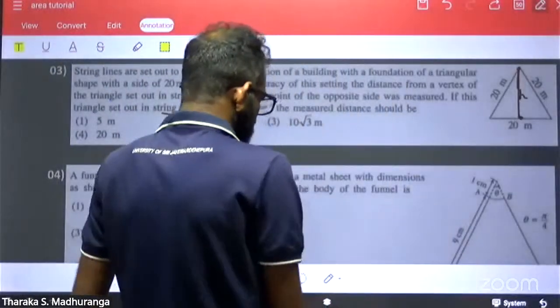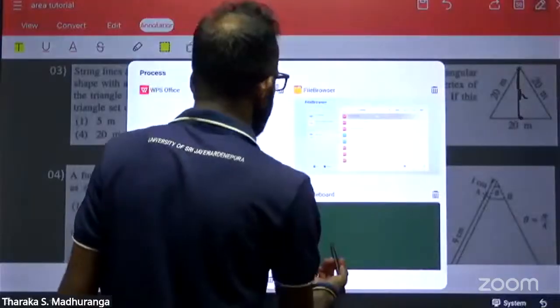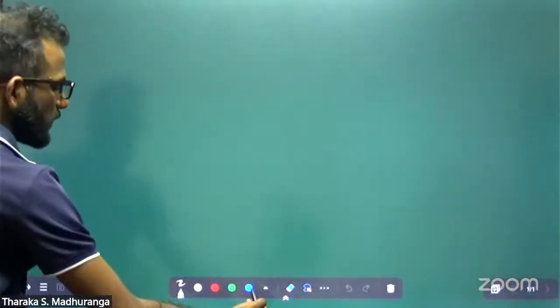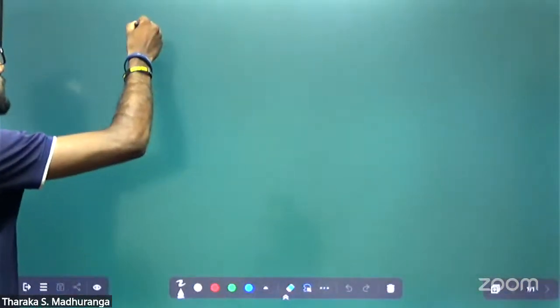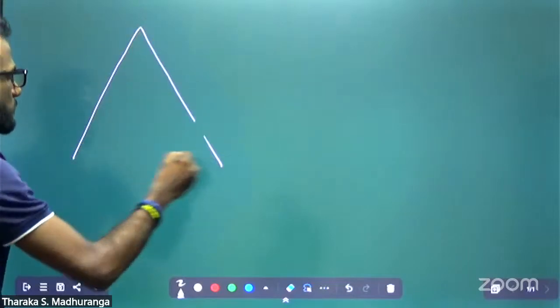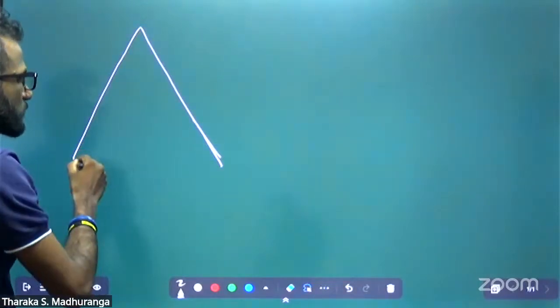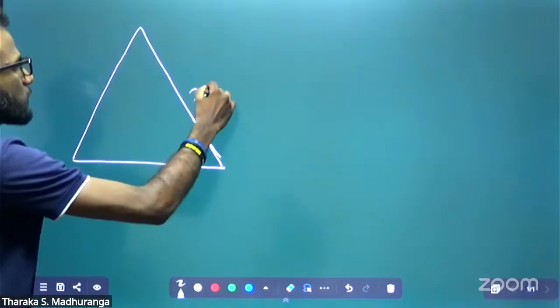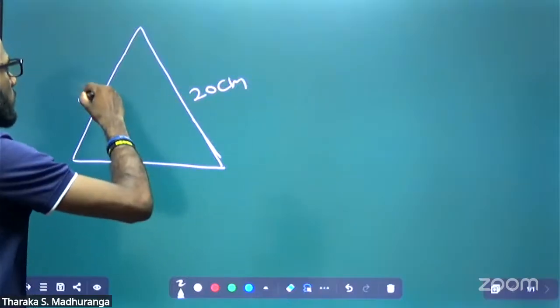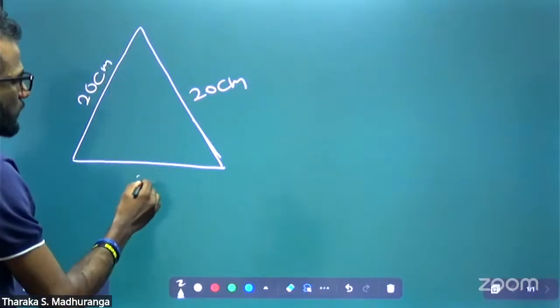Okay. The question asks a very simple question, right? This is an equilateral triangle, like this, with sides 20 centimeter, 20 centimeter, 20 centimeter.